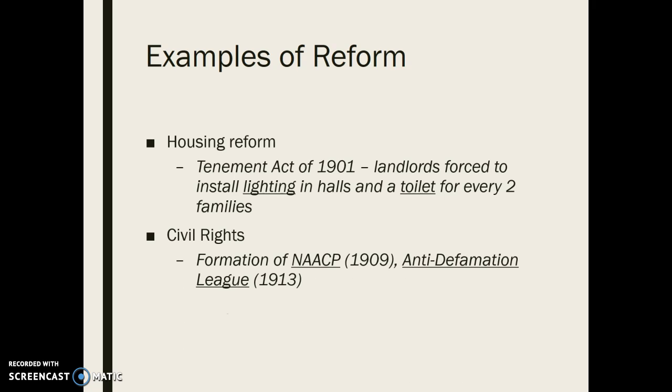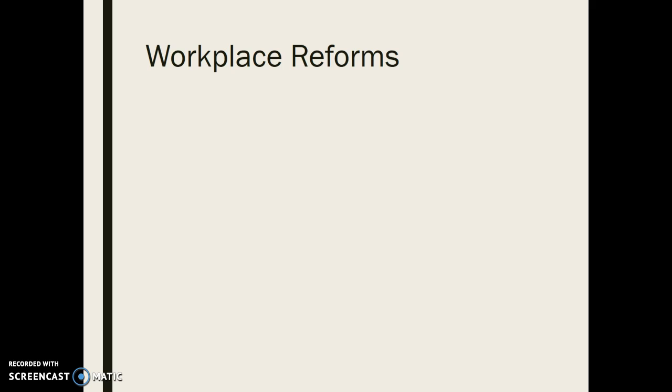In the interest of civil rights, the NAACP was formed in 1909, the first civil rights organization in the United States. That's the National Association for the Advancement of Colored People. It's still an active civil rights organization today in 2018. And the Anti-Defamation League worked to combat anti-Semitic or anti-Jewish actions, and that's also still an active group today.